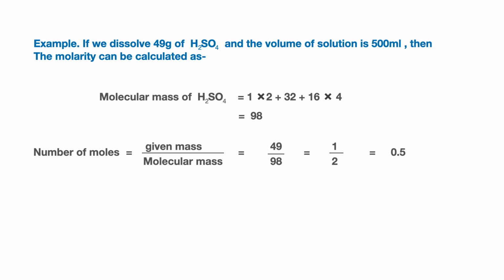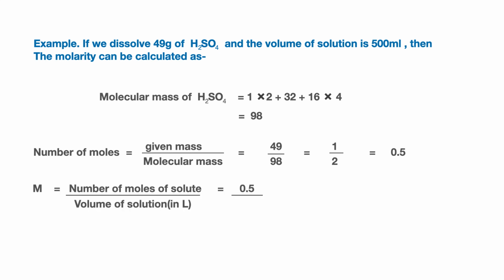Volume of the solution is given to us, 500 ml. If we have to convert it into liters, we will divide it by 1000. So that will also be 0.5 liter. So molarity will become 0.5 upon 0.5, that is 1 M. So our solution is a 1 molar solution.